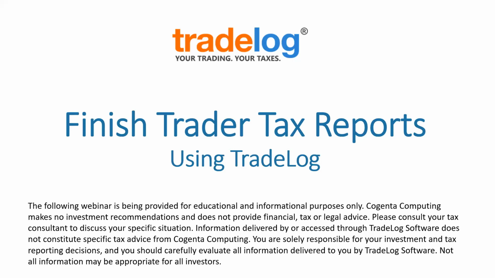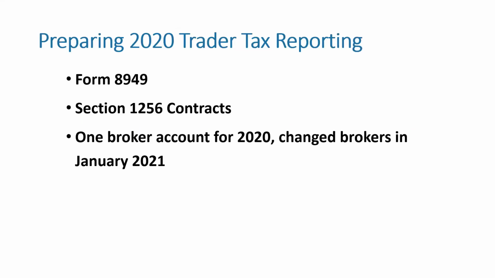But we're going to prepare a Form 8949 that we can file with the IRS. We're also going to have some Section 1256 contracts, so I'm going to show you how those get reported. More and more investors and traders have Section 1256 contracts involved, and so we'll show that.